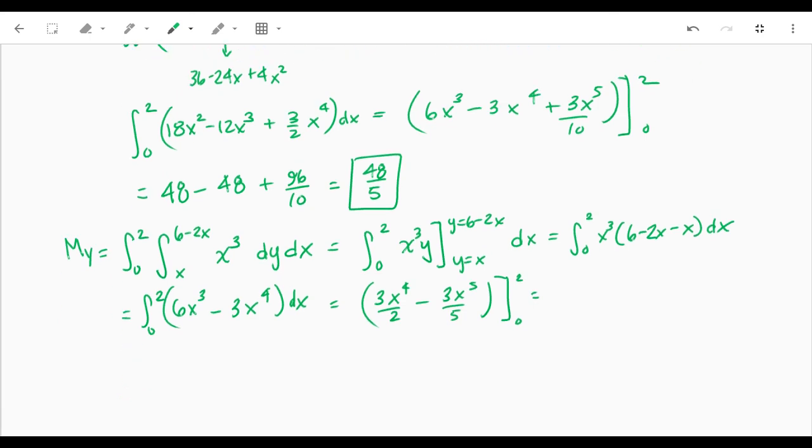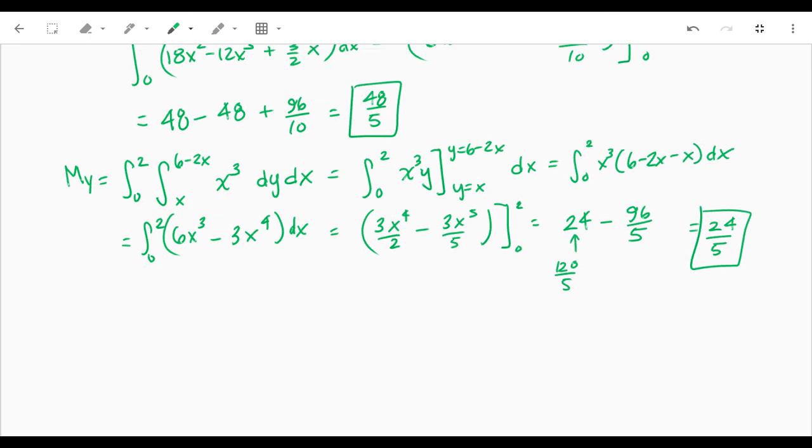Okay, so we've got 24 minus, we've got 96 over 5. Okay, so this would be 120 over 5 minus 96 over 5, so we get 24 over 5. And just like we expected, the moment about y is less than the moment about x. Okay?